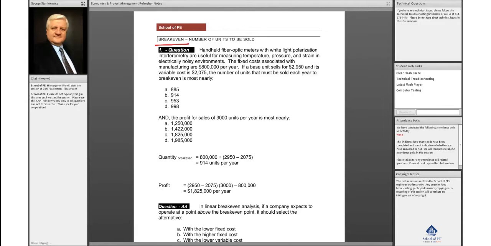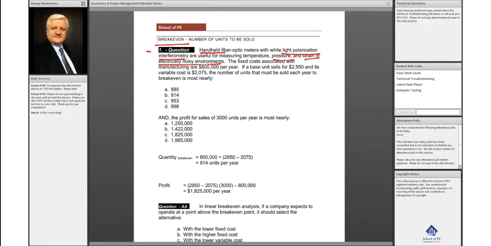So let's take the abstract concept that we just reviewed and apply it to a real world example, where we see that we have our question here. We have a handheld fiber optic meter with light polarization. Interferometers are useful for measuring temperature, pressure, and strain in electrically noisy environments.